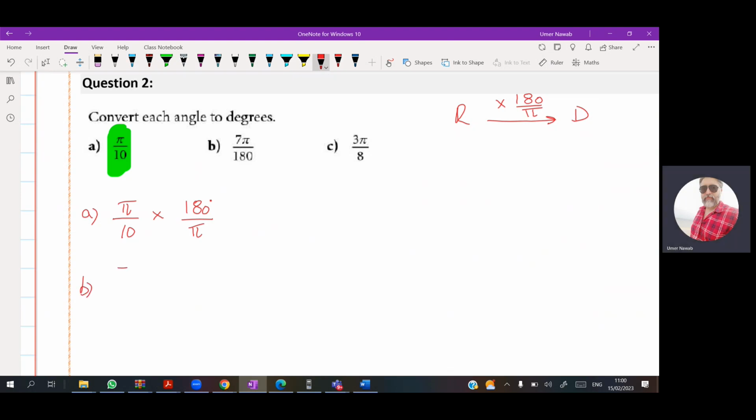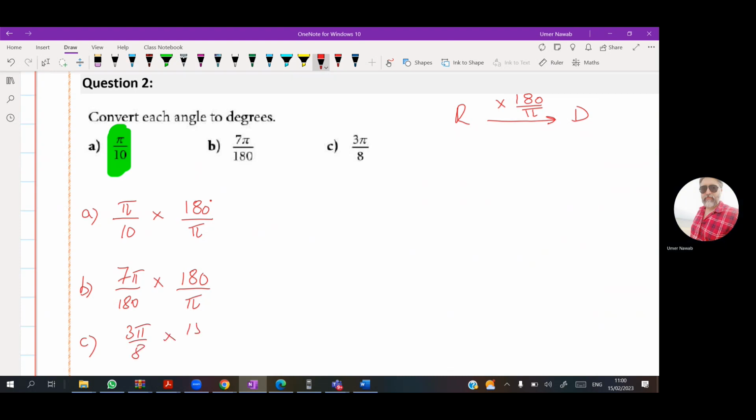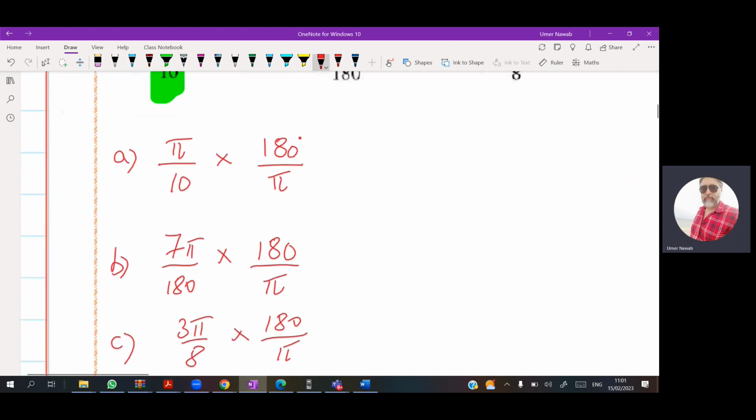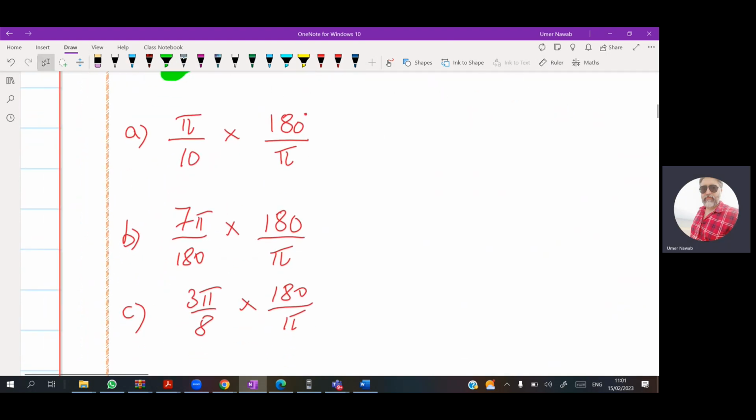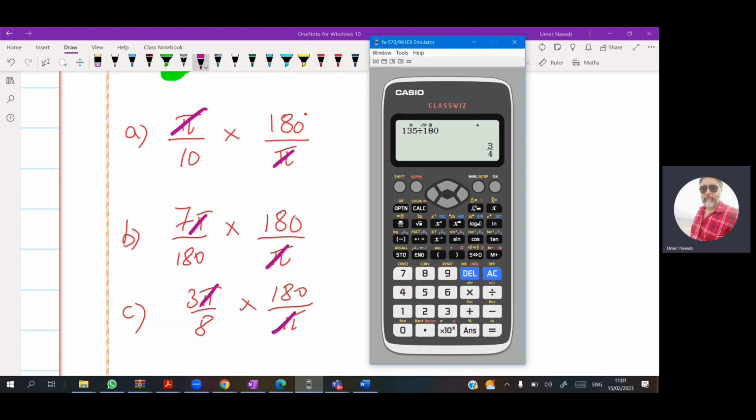The B part is 7 pi over 180. Again, you want to convert it into degrees. 180 is on the top and pi is down. And then you simplify. C part, 3 pi over 8 times with 180 divided by pi. The important thing here, which you need to take notice of this, that pi's are easily cancelled. Now I'm going to use my calculator. So see it on the screen.